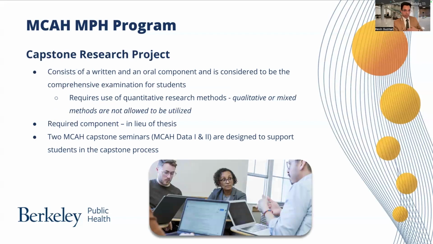Turning our attention to the MCH Capstone Research Project, this is a major milestone of the MCH program, which consists of both written and oral components and is considered to be the comprehensive examination for MCH students. The MCH Capstone is a quantitative research project that is completed over the course of 2 semesters and stands in lieu of a thesis.